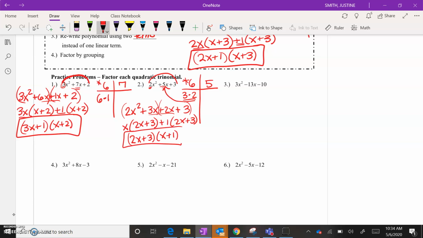And it doesn't matter the order. So like this 3 and 2, I could have put 2x plus 3x. That's also fine. You'll get the same answer. Okay, so you can kind of switch the order.